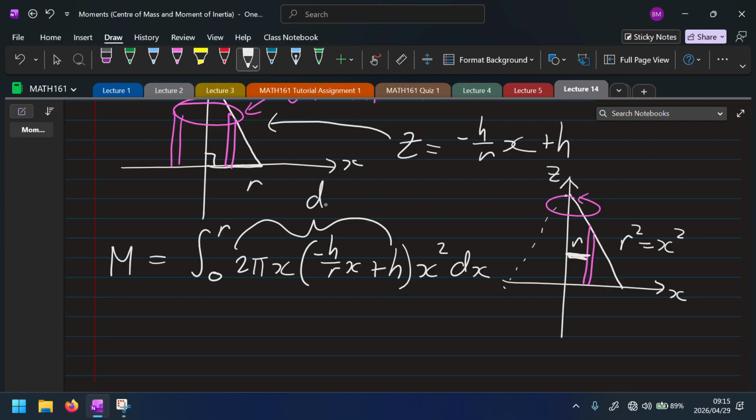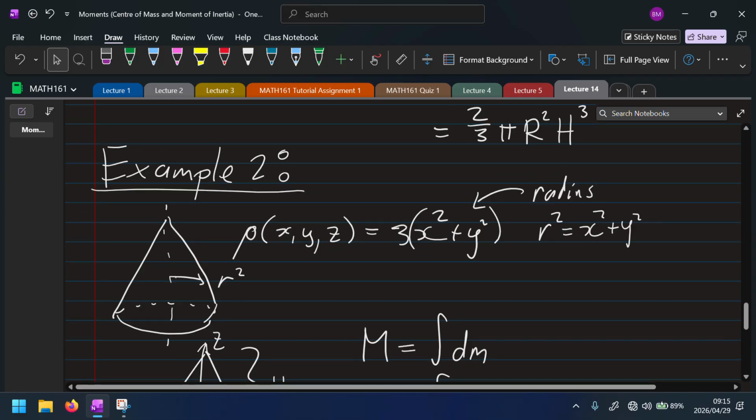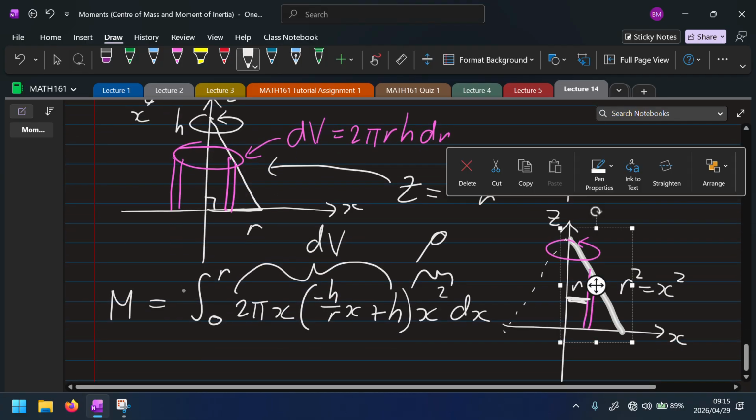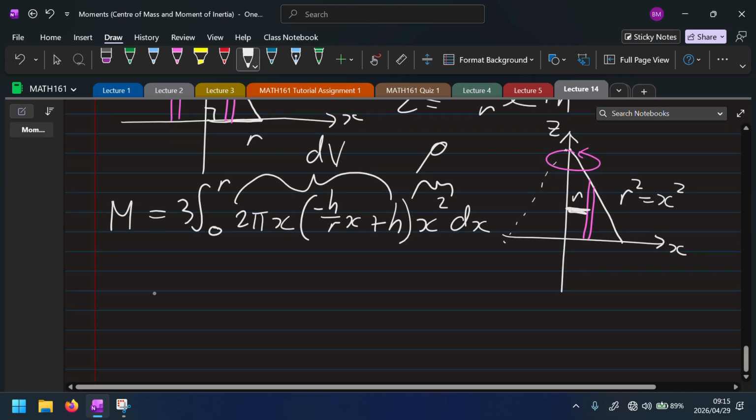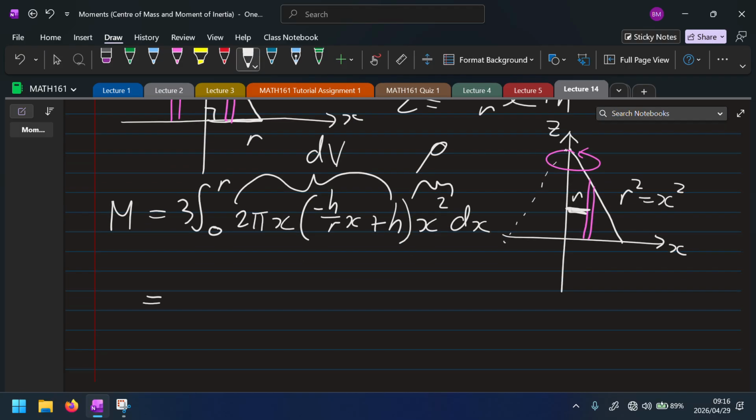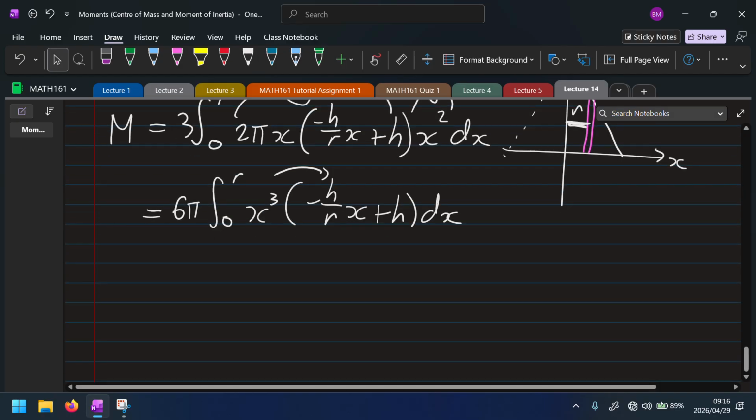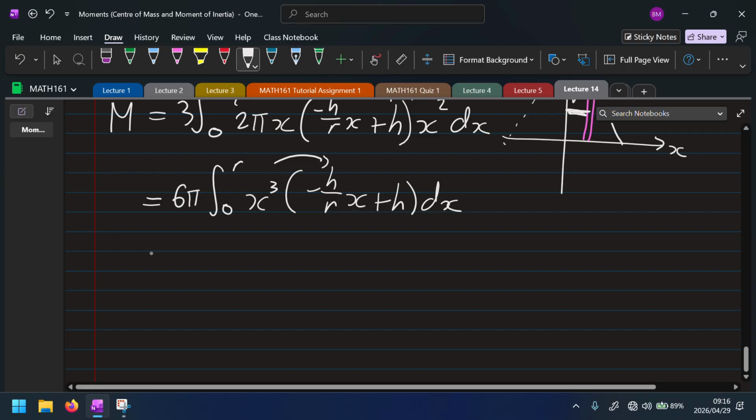So all of this in front here, that's our dV from the shell method. And this little extra bit here, that was the density. Okay, and then the 3, that's a constant. So we can just take that out of the integral. Okay, so let's work this out. So 2 pi, that's just a constant. We can take it out along with the 3 there. X squared and x, that will be x cubed. We can put that here. Yeah, then we can distribute, and then the integration's pretty easy from there.